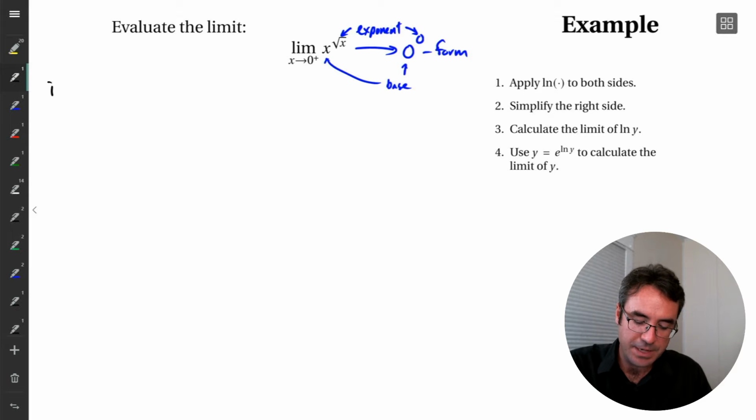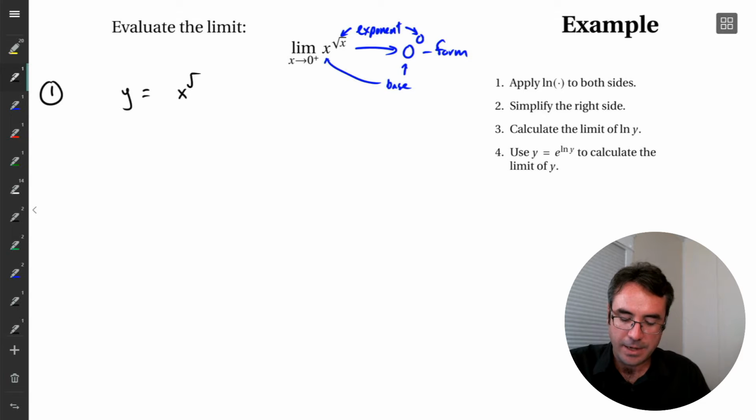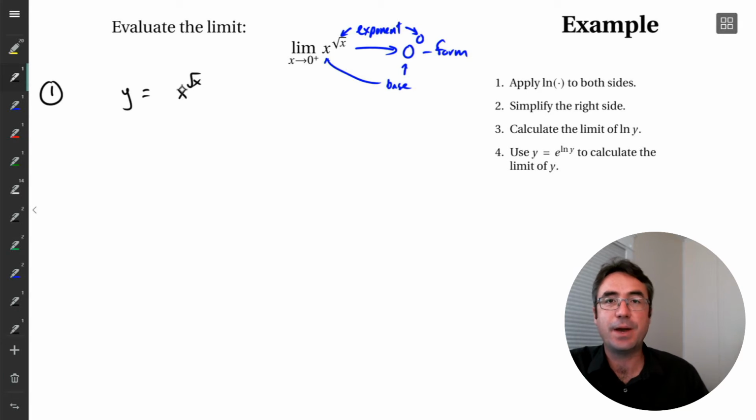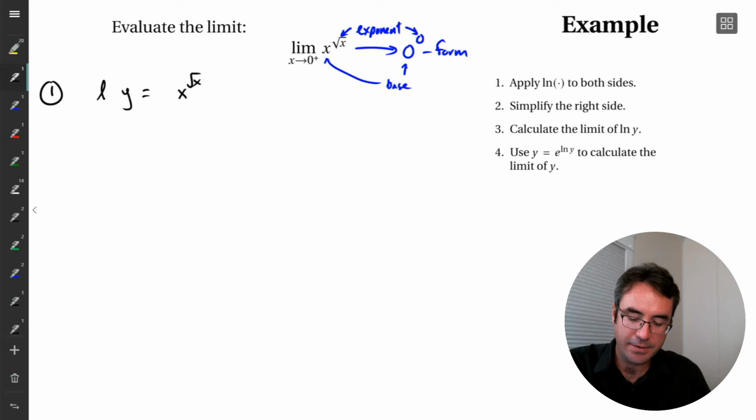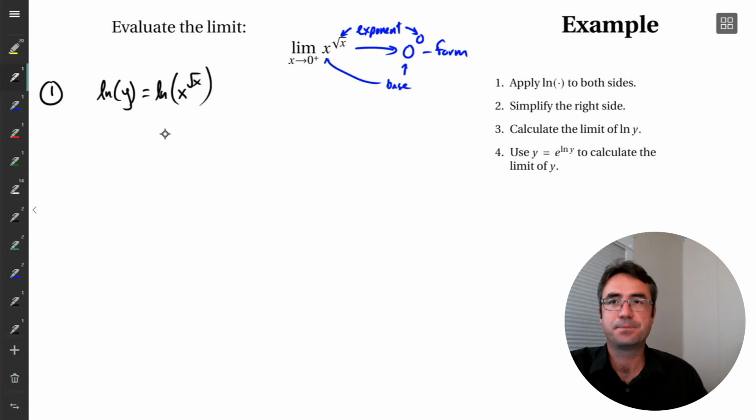Let's start with step 1. And let's start by just writing our function. We're going to call it y. And we're going to say y is equal to x raised to the square root x. Leave a little space right here. And that's because in step 1, we're going to apply the natural log function to both sides of this equation. Why do we do that? Well, we've seen before, the log function has a good way of dealing with exponents.